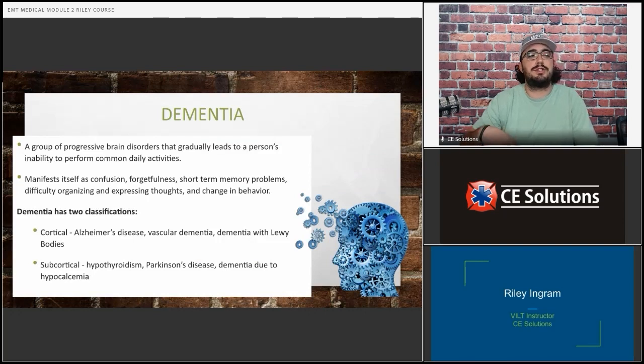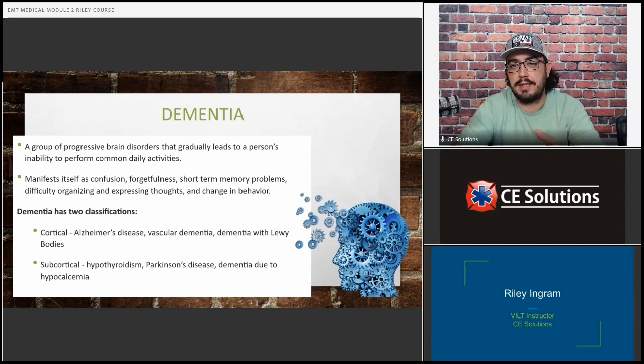All right, dementia. It's a group of progressive brain disorders that gradually leads to a person's inability to perform common daily activities. This manifests itself as confusion, forgetfulness, short-term memory problems, difficulty organizing and expressing thoughts, and change in behavior.